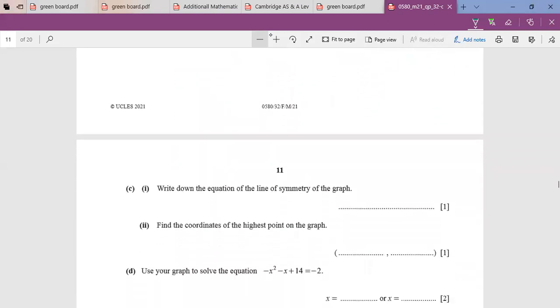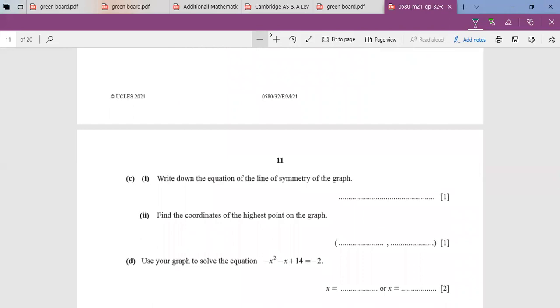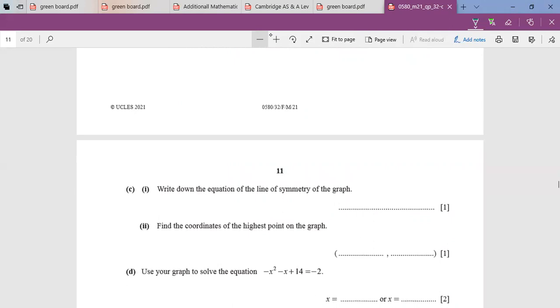The next question is, write down the equation of the symmetry of the graph. If you want, you can pick from the graph, or you use the formula x is negative b over 2a. Our function is y is equal to negative x squared minus x plus 4. It's a quadratic function. Our a is negative 1, our b is negative 1. So when you substitute, you have negative of negative 1 over 2a, our a is negative 1 as well. And we are going to get negative half or negative 0.5. So the equation is x is equal to negative half, or x is equal to negative 0.5. That is the equation.